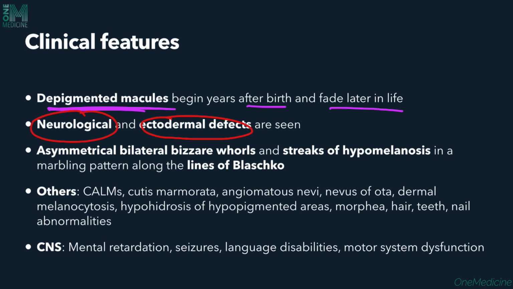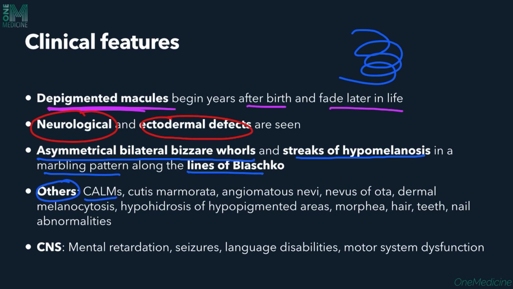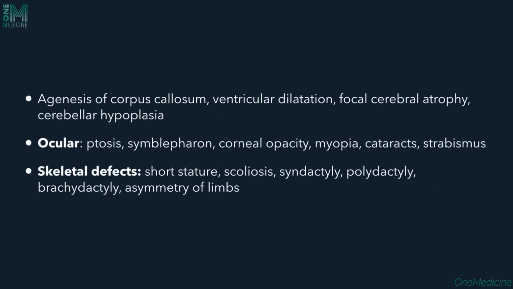The characteristic feature is asymmetrical, bilateral, bizarre whorls and streaks of hypomelanosis in a marbling pattern along the lines of Blaschko. So along the lines of Blaschko, there will be a marbling pattern of depigmentation or hypopigmentation. Other associations would be café-au-lait macules, cutis marmorata, angiomatous nevi, nevus psiloliparus, dermal melanosis, and teeth, hair, and nail defects. CNS features associated with Hypomelanosis of Ito are mental retardation, seizures, language disabilities, motor system dysfunction, agenesis of corpus callosum, ventricular dilatation, focal cerebral atrophy, and cerebral hypoplasia.